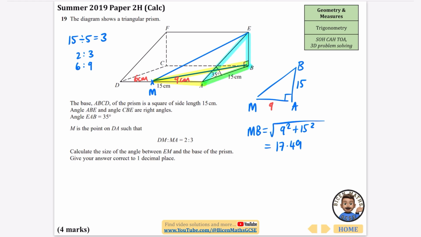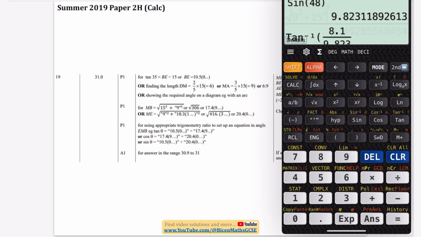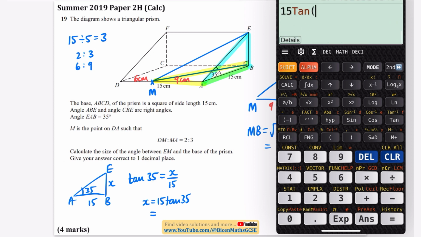So this time I'm going to look at this triangle, which is my ABE triangle. I have ABE. This is 35 and this is 15, and I want to find out this length over here. So this is going to be an opposite and adjacent. So the tan of 35 is the opposite over the adjacent, and so x is 15 tan 35. So putting that in the calculator, 15 tan 35 is 10.50, or just 10.5 that we've got.